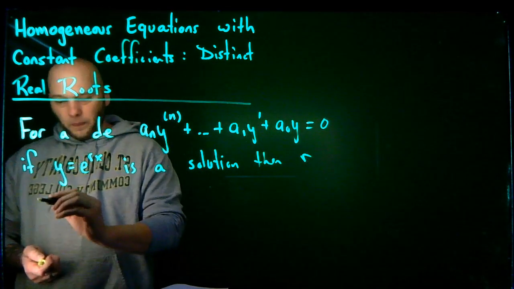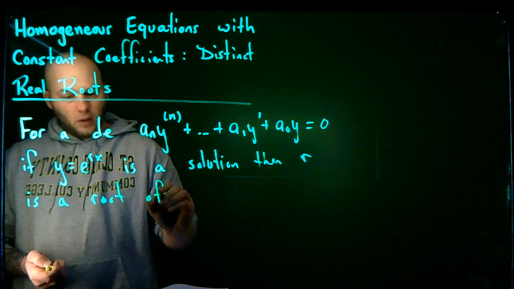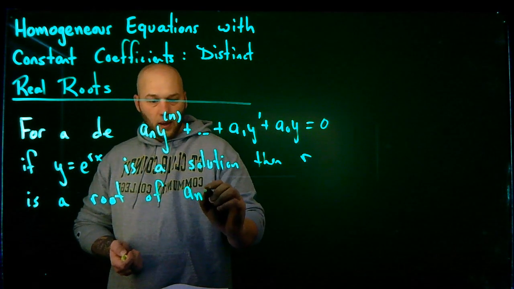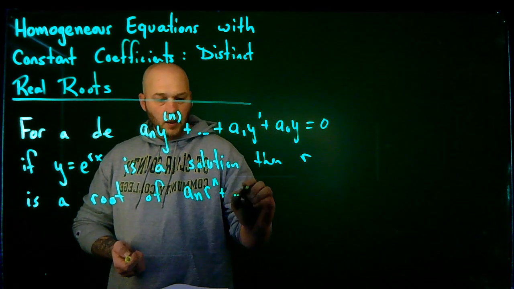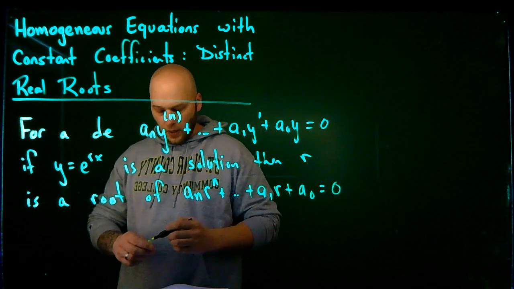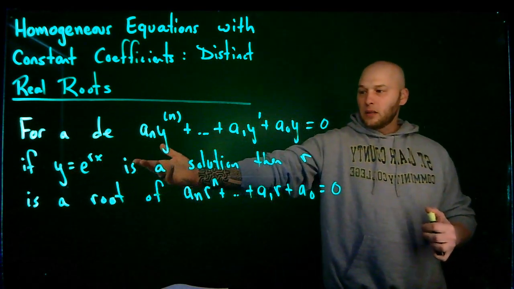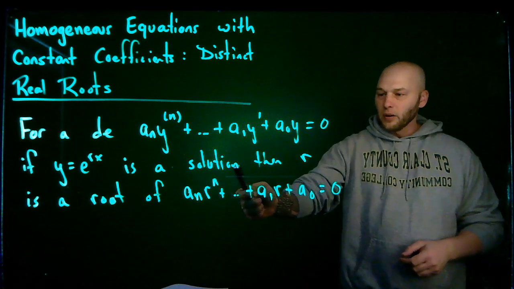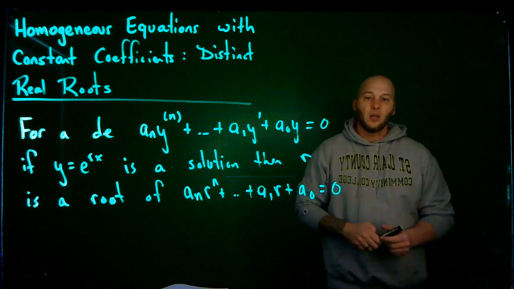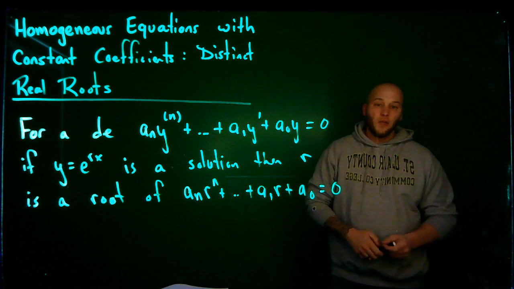then r is a root of the following polynomial equation: a(n) r to the n plus ... a1 r plus a0 is equal to 0. And again, this is an if and only if statement. If e to the rx is a solution, then r is a root. Conversely, if r is a root, then e to the rx is a solution. That means to solve the differential equation, we have to solve a polynomial equation.